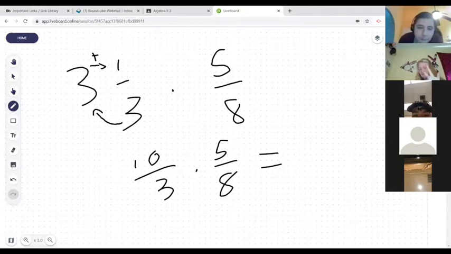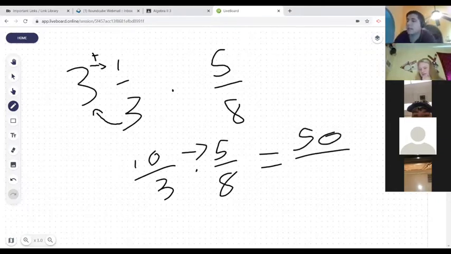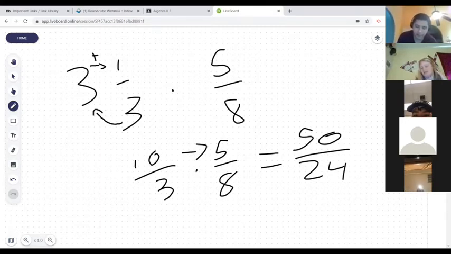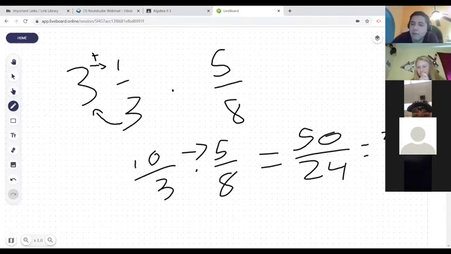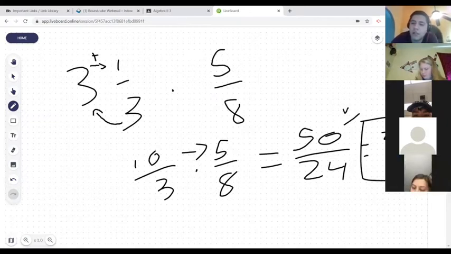Okay, so that should be 10 times 5 is 50, and then 3 times 8 is 24. So 50 divided by 24. That actually simplifies to 25 over 12. That's about as far as we can go, because their common factor is 2. So we divide both of these by 2.